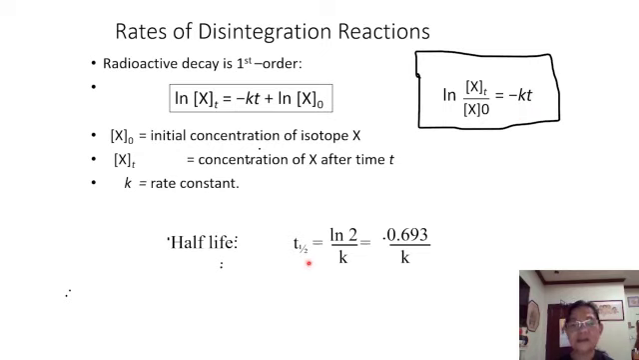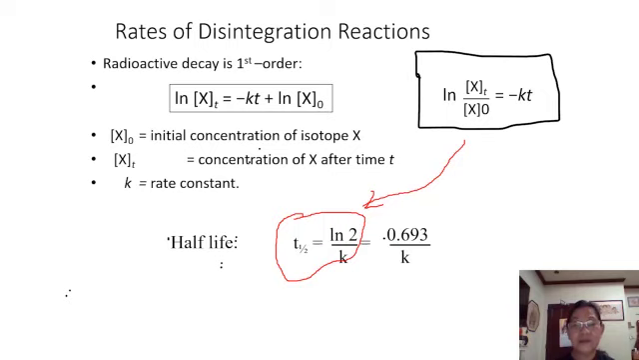Half-life is represented by the symbol t 1/2. So in 1/2 X0 over X0, the X0 symbols cancel out. We're left with the equation natural logarithm of 1/2 is equal to minus kt. So the equation becomes t 1/2 is equal to natural logarithm of 2 over k. This equation comes from here for half-life.